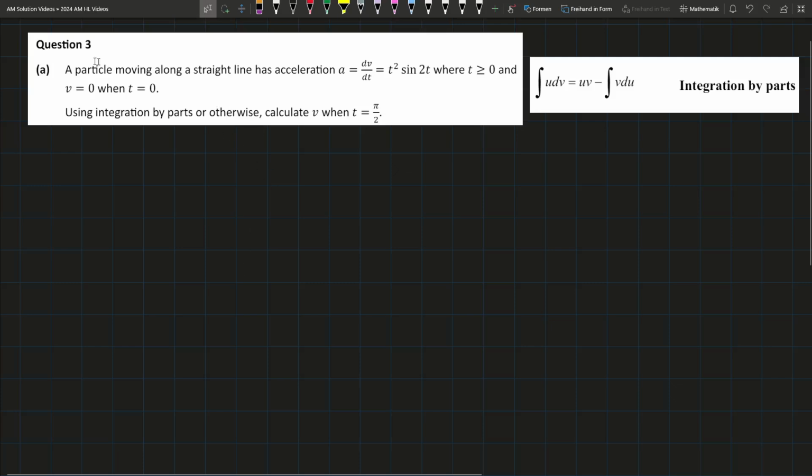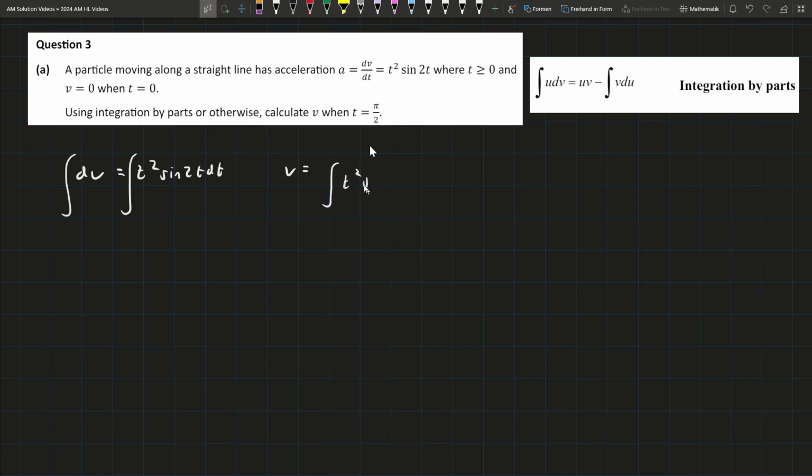Question 3 starts off with integration by parts. So we're given this equation and we're told to use integration by parts or otherwise. So we can rearrange it to get dv equals t squared sine 2t dt. If you do the integral on both sides, we can get that v equals the integral of t squared sine 2t dt. And we're going to use integration by parts to do this.